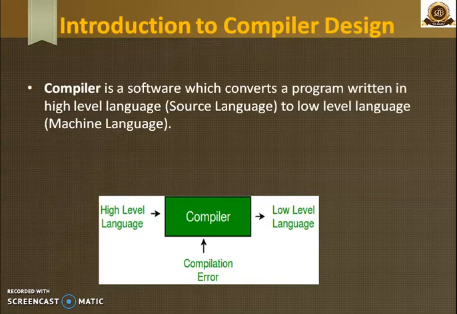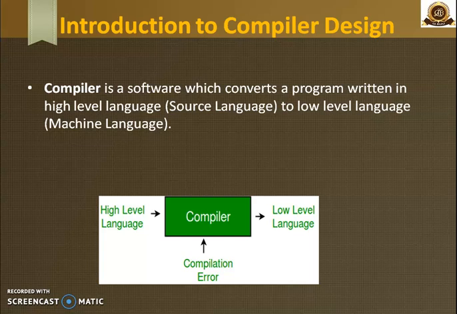So subject is compiler design. So what is a compiler? So the compiler is a special program that translates source code into a target code. Means the aim of a compiler is to convert a high level language into a low level language.